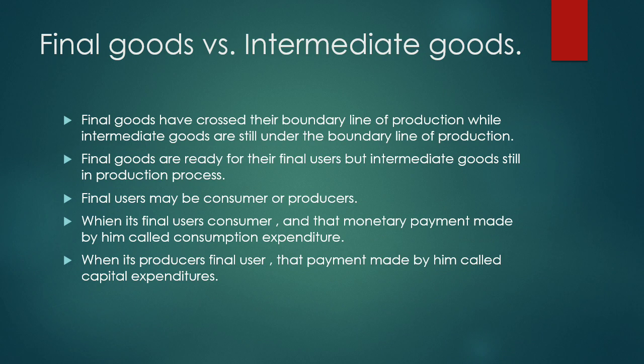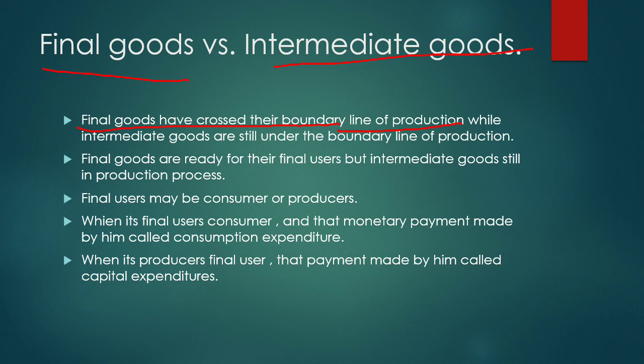So what are final goods and intermediate goods? Today we will know about it. Final goods are consumed by the final user, and intermediate goods are bought by an intermediary or producer not for self consumption but for further sale. In detail, final goods have crossed the boundary line of production. It is not required to add more value. It is ready for self consumption by the producer and also by the consumer.